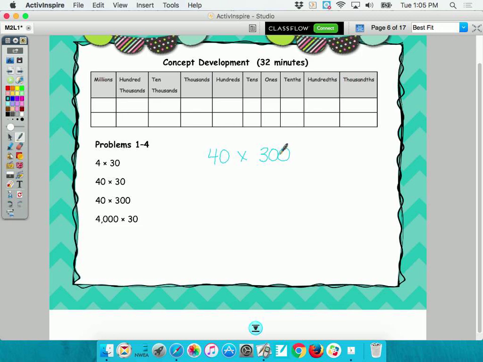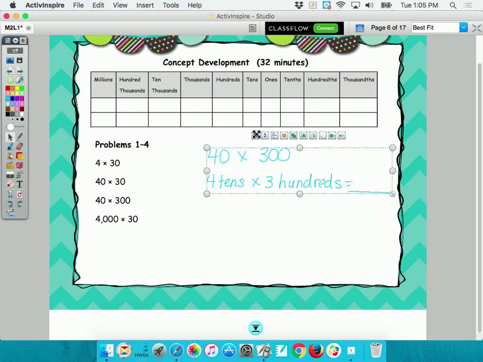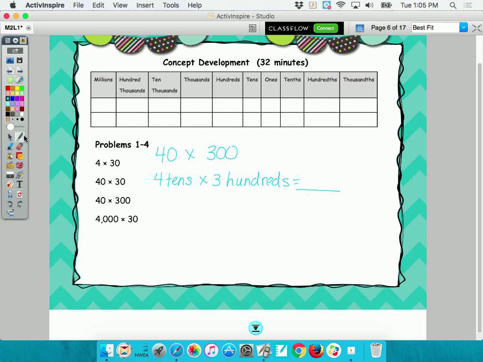Okay, so talk about unit form here. 4 what? 4 tens. 300. 300s. Good. 300s. Now I want you to put equals and then blank, because we're going to figure out how to say this in unit form when we're all finished. And I didn't leave myself enough room.